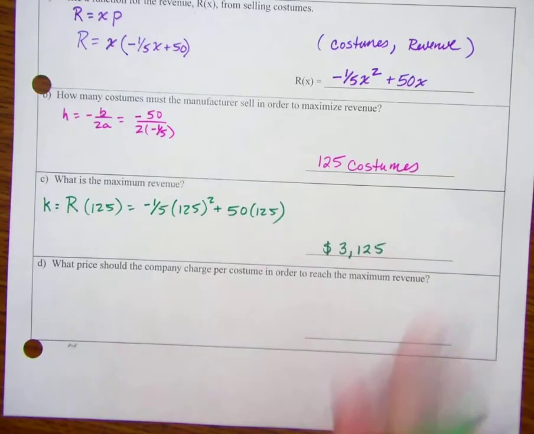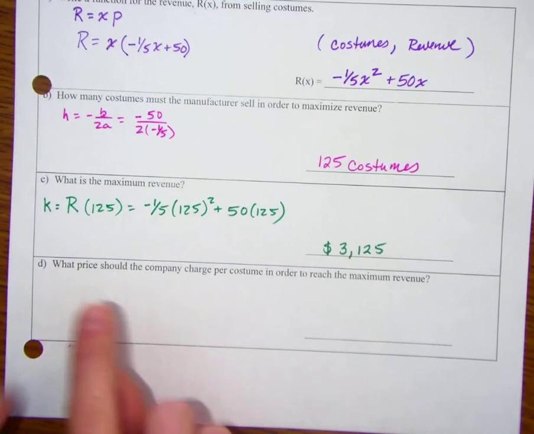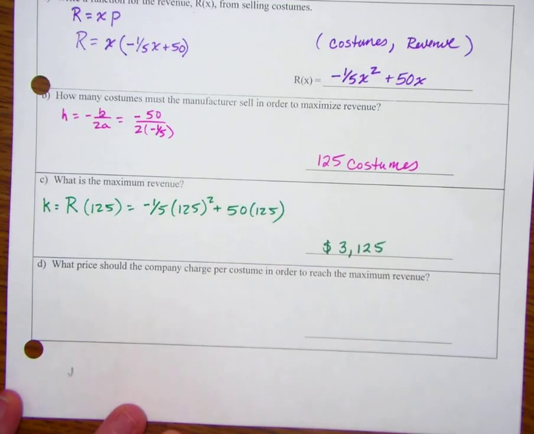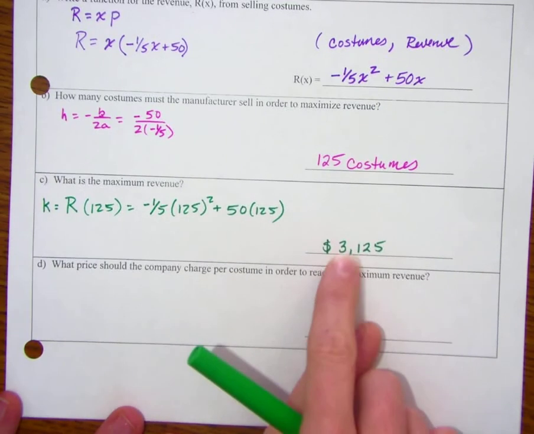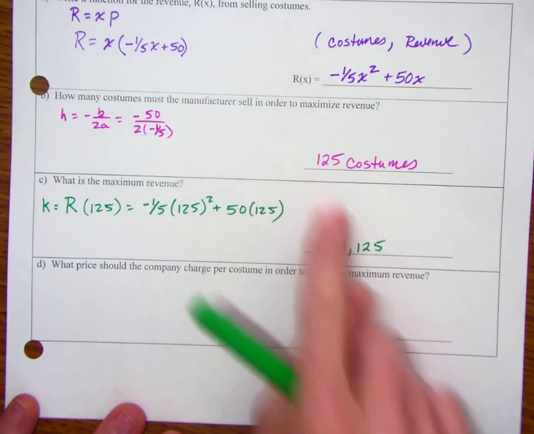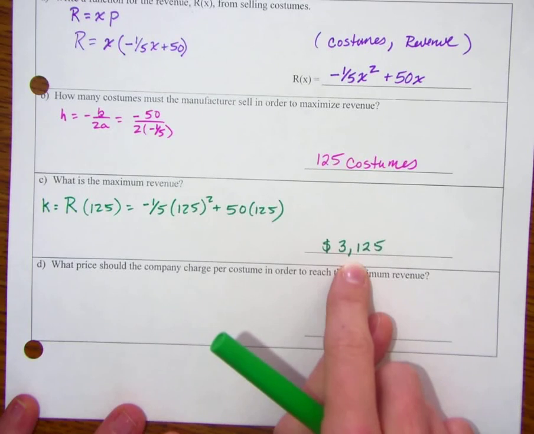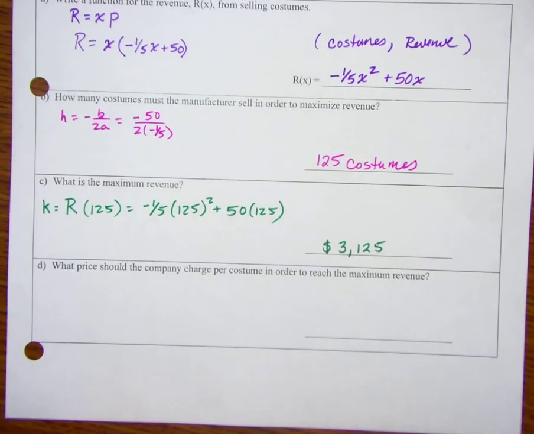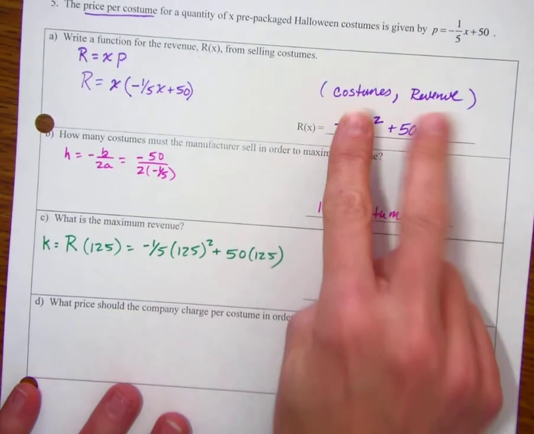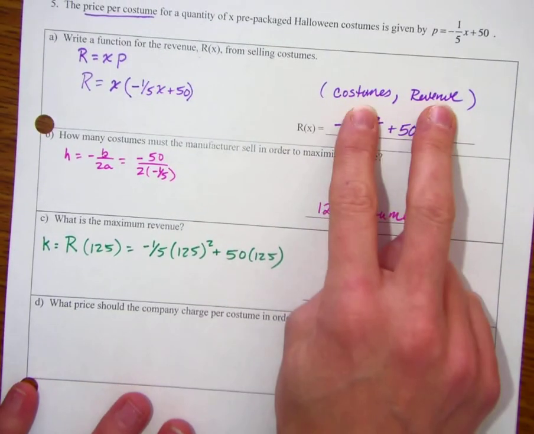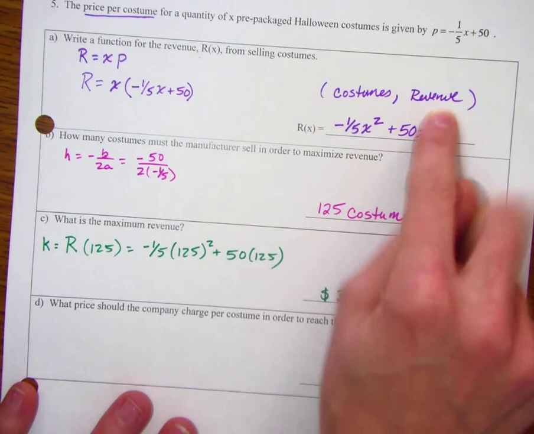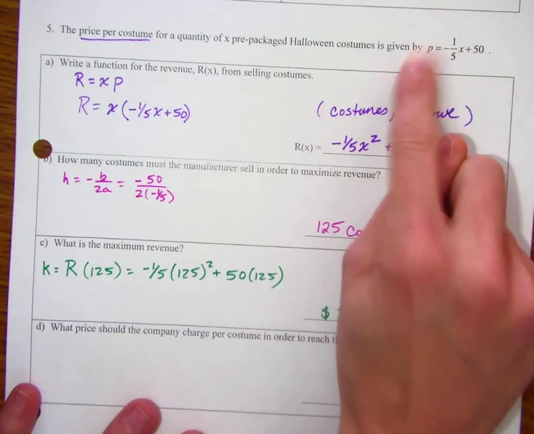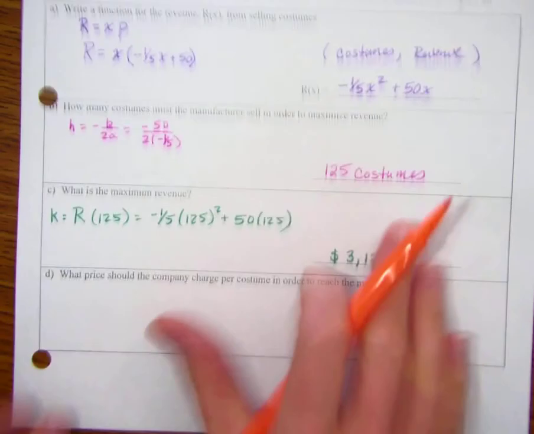So the last part that we have is the price that the company needs to charge in order to reach that. So the question is, what do we have to sell each costume for in order to get this $3,125 in revenue? And in order to do that, we're no longer going to look at this function because I have costumes and I get revenue. But this function is costumes and then I get price. So what we're wanting to do is put it into the price function.